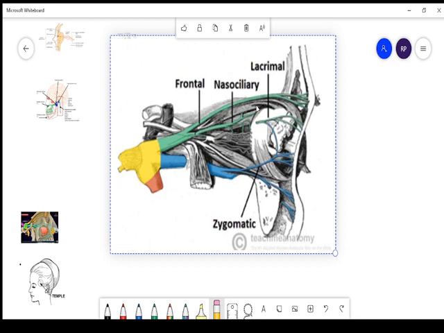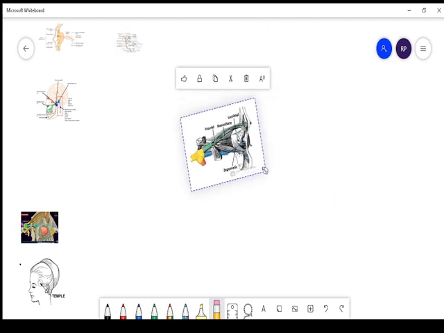And these supply the front part of the scalp, forehead, nasal mucosa, lacrimal gland, conjunctiva. So the ophthalmic division is completed. Now the maxillary division.